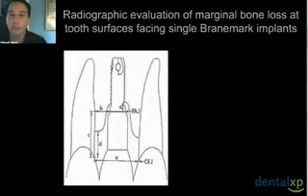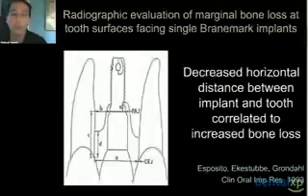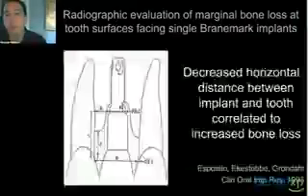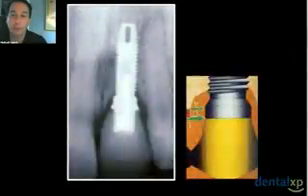As you move the implant closer to a tooth, you'll lose bone because of the biologic width that forms horizontally around the implant. As the implant is moved closer to the tooth, bone is lost next to the tooth. Therefore, don't place the implants too close to teeth. Our recommendation is that you keep them 2 millimeters away.